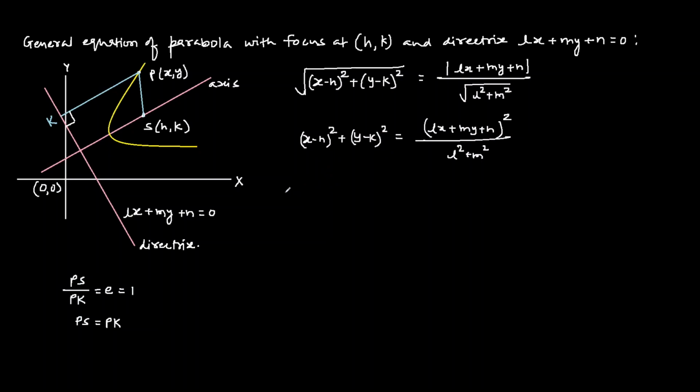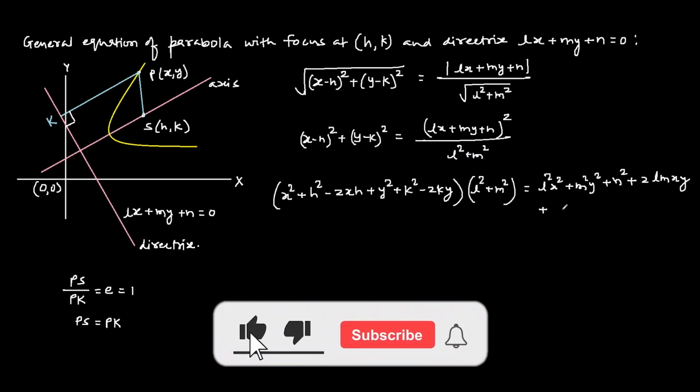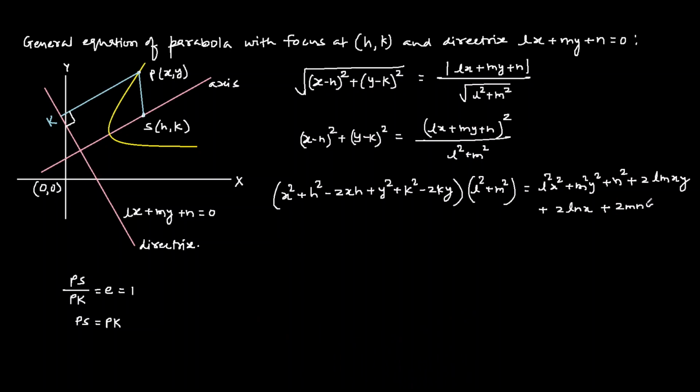Now if we expand this, then this will be x square plus h square minus 2xh plus y square plus k square minus 2ky, obviously into l square plus m square. On the right hand side we have l square x square plus m square y square plus n square plus 2lmxy plus 2lnx plus 2mny.